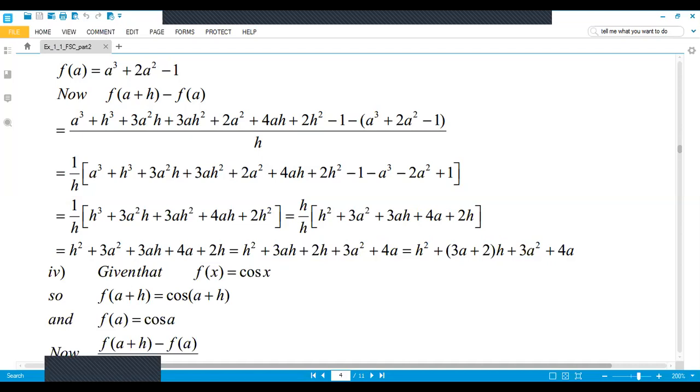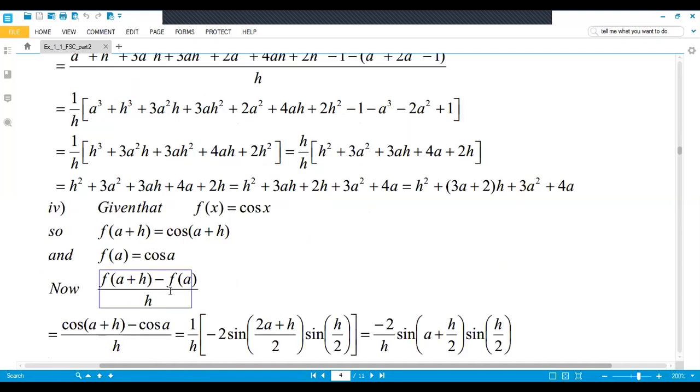The next part is f of x is equal to cos x. Again, in place of x, we have to put a plus h, and then we have to put a, and then what we find? F of a plus h minus f of a divided by h. This we are going to find. This value you have to find for all parts.